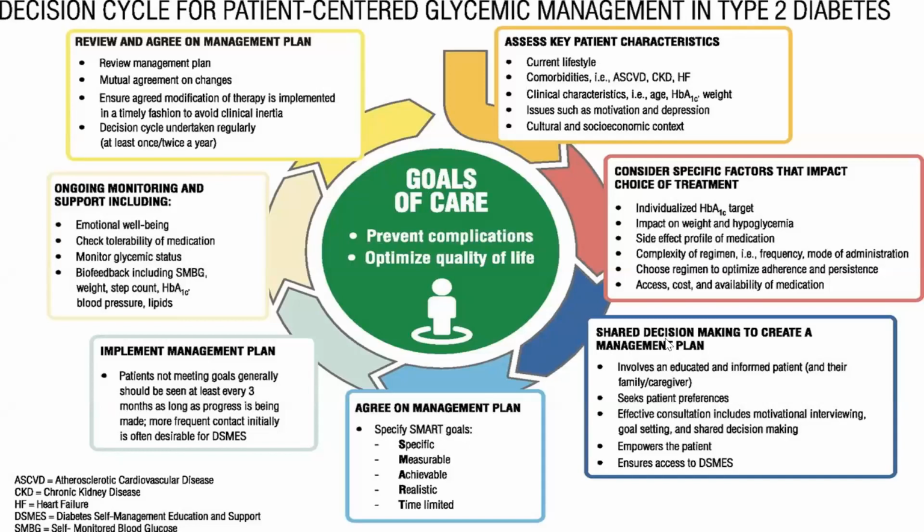And then the next thing, which is very key, is that you make a shared decision and create a management plan with this patient. And that is when you inform. You have an educated patient, and when we talk about educated, it's not the level of education, but a patient who's been educated on their diabetes, has been educated on their comorbidities, therefore is an informed patient. And if possible, you want them to have a family member or a caregiver with them so that they can support each other.